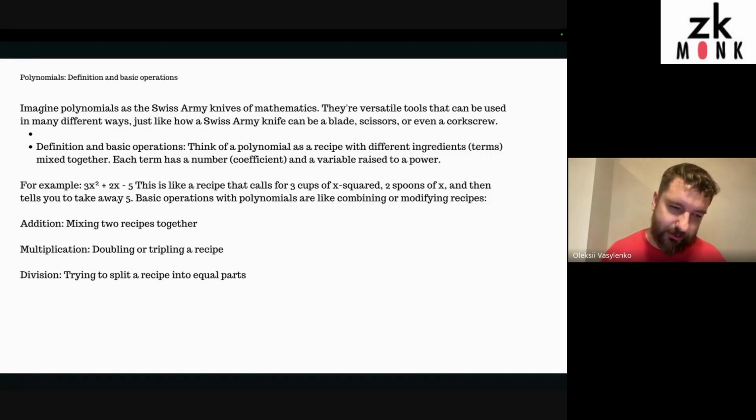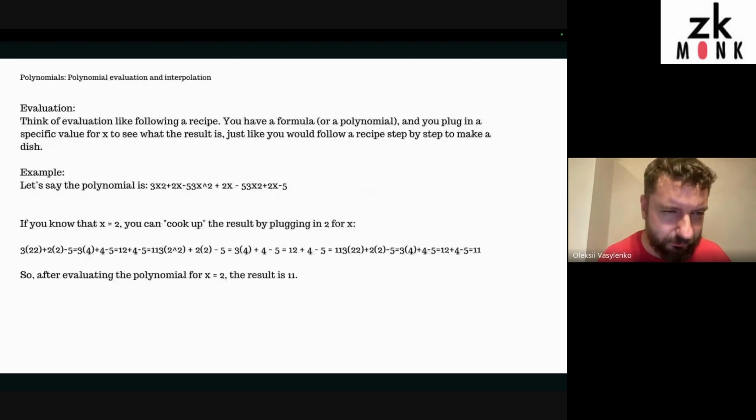So there are 3 main operations: addition, multiplication, division. With addition of polynomials, you mix 2 recipes together. Like, I don't know, you cook the chicken for the biryani separately, the biryani rice, and mix together. It's the same idea. Multiplication, you make triple portions, fourth portions, etc. And division, you just try to split some meal into small parts.